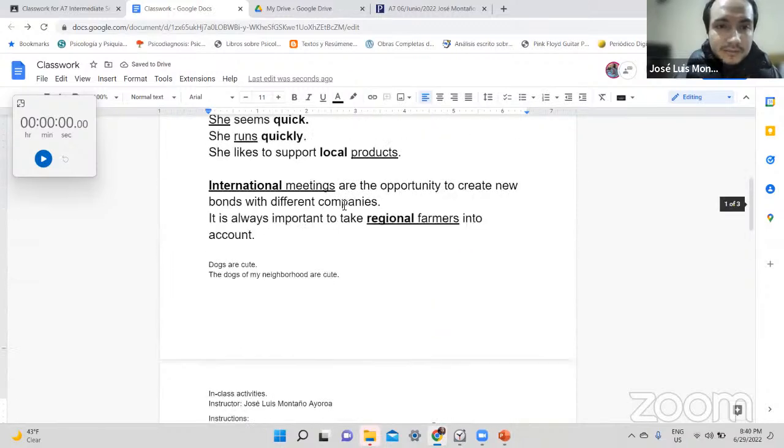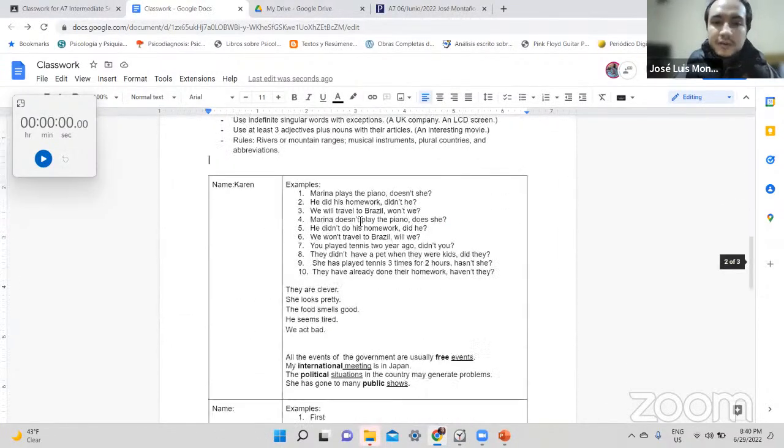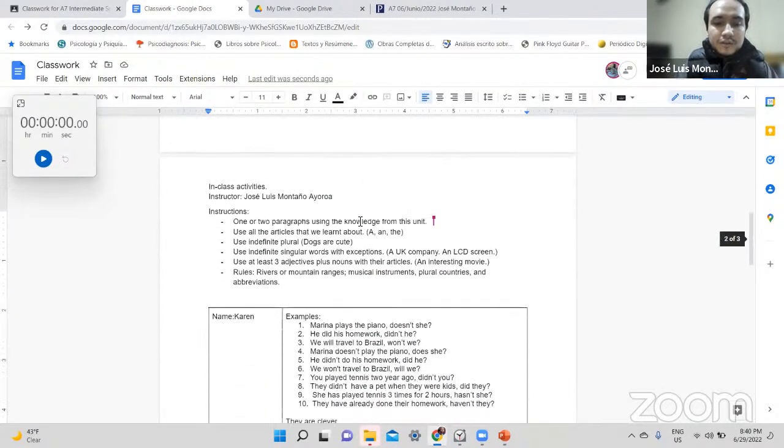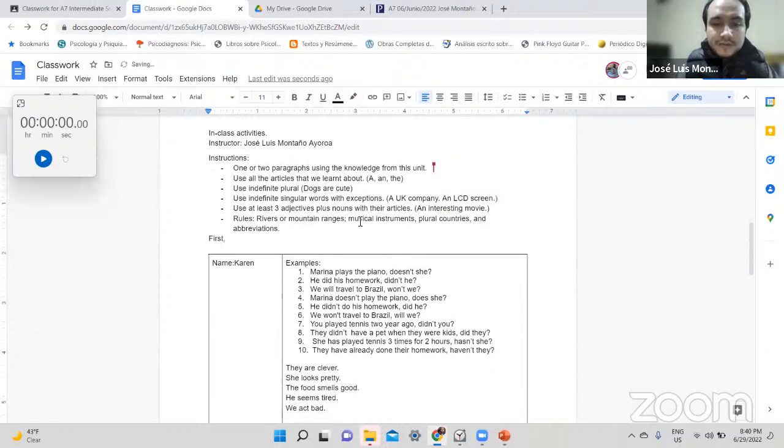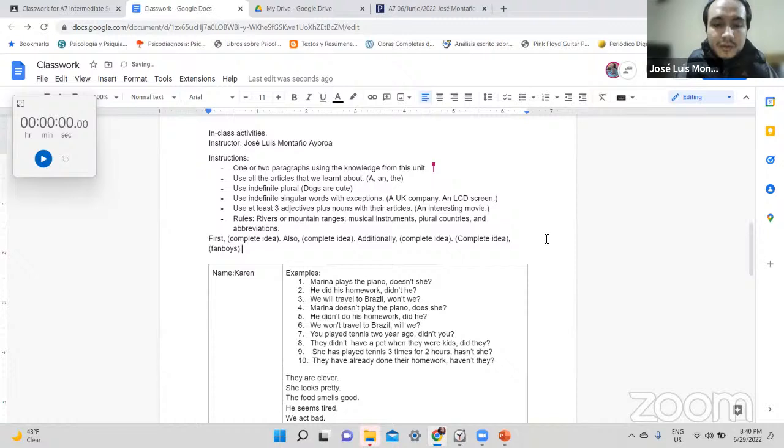If you remember, I don't know if we have it here. We don't have it, right? But again, very shortly, I'm going to remind you that you can use connectors or expressions like this one. You can say first plus the complete idea. I'm just going to write a couple, please. First, complete idea, period. And you have the same idea, but instead of first, also. Then instead of also, you have then or additionally. And then you can also use this expression: complete idea, comma, and a fanboy. Remember the fanboys, any of those fanboys, and complete idea.